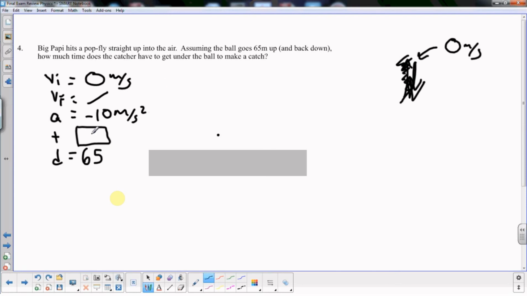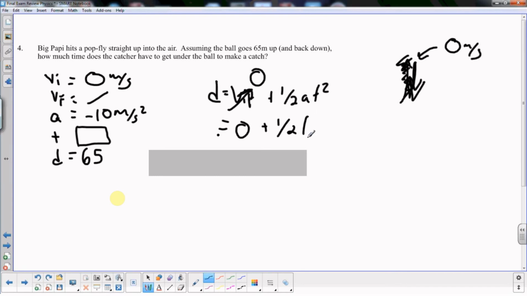That sounds to me like this guy again. D equals VIT plus 1/2 AT squared. But if we're looking at this like a free fall, this is only going to solve half of the time. And we'll get back to that in a second. So our initial velocity, we're going to say at the top is 0. So 0 plus 1/2 negative 10 t squared equals 65 meters.